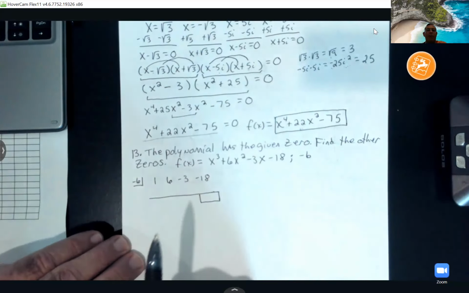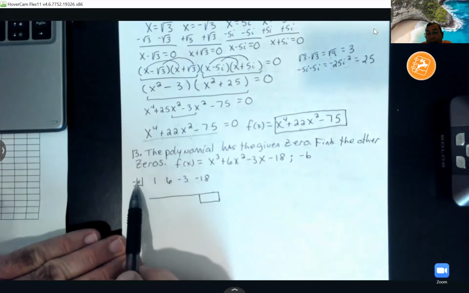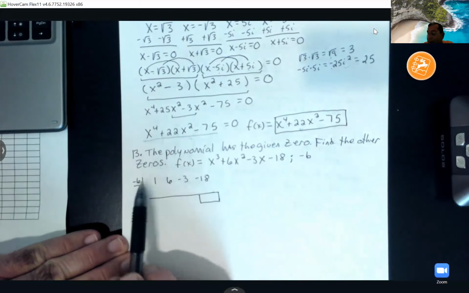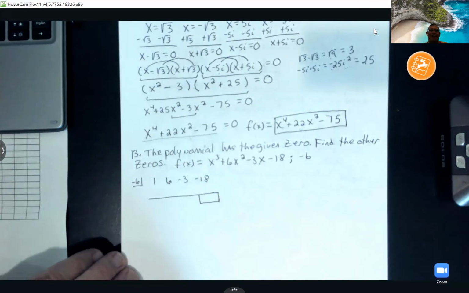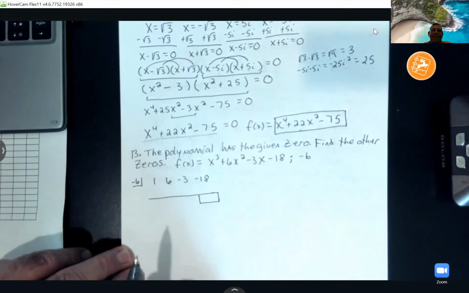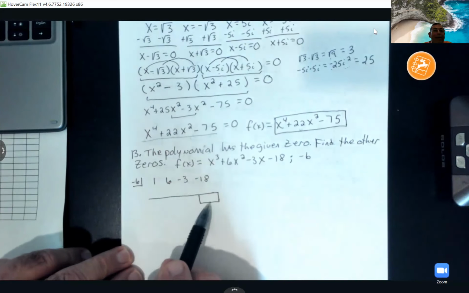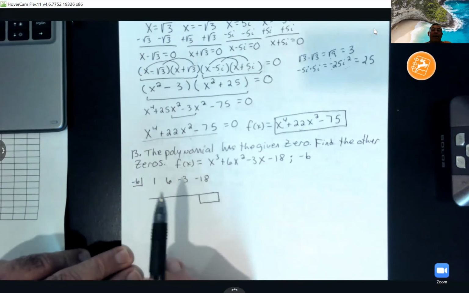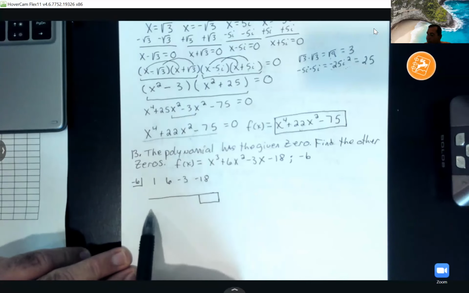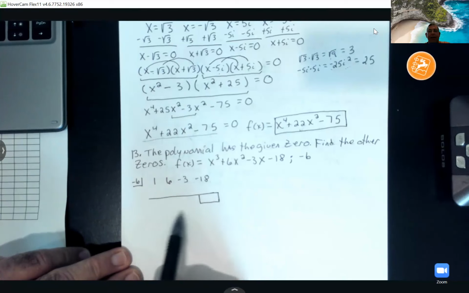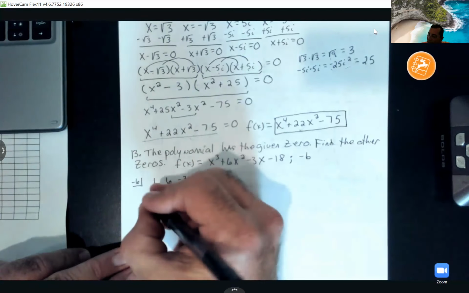So let me see if y'all remember this. If they're giving me negative 6 as a 0, y'all, by God, that remainder better be what? And if it ain't that 0, good job. If we don't get a 0 here, we made a mistake, because anytime they give you a 0, that means we better get a 0 remainder. Now, what we're looking for is these three numbers right here, okay? So let's see what we're going to get.